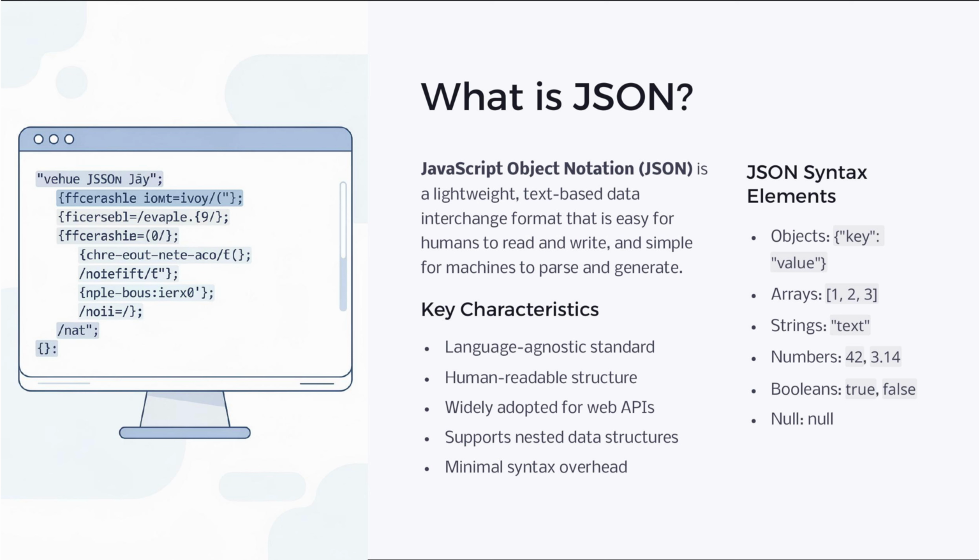JSON, or JavaScript Object Notation, is a lightweight, text-based format for data interchange. It's human-readable and easy for machines to parse. JSON is language agnostic, widely used in web application programming interfaces, and supports nested structures with minimal syntax. Key elements include objects, arrays, strings, numbers, booleans, and null values.